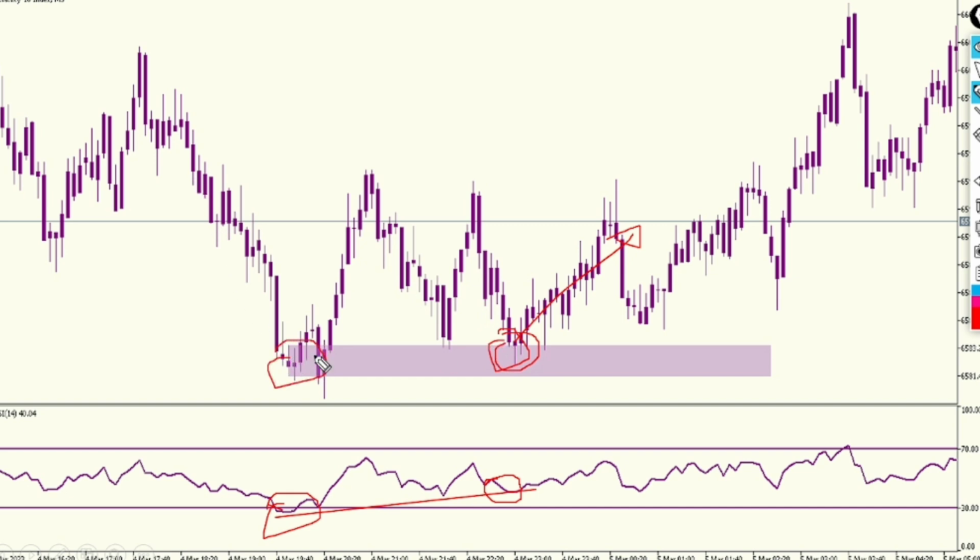So if this zone was able to hold this much selling pressure, it should be able to hold this selling pressure, because the RSI is showing you that momentum is shifting to the buyers. So that's how you use the RSI and the support and resistance to get a high probability trade.